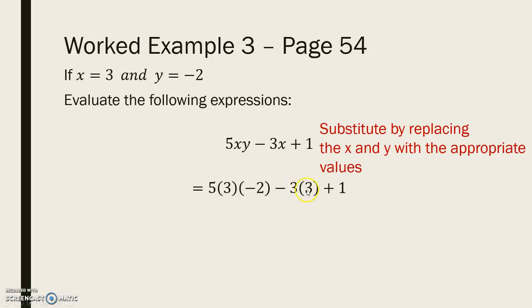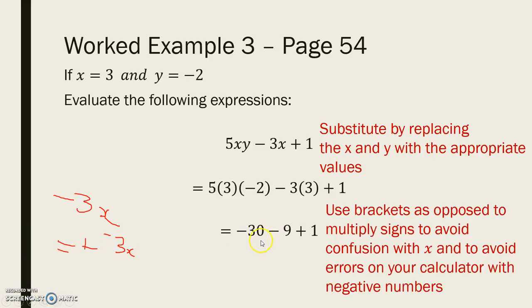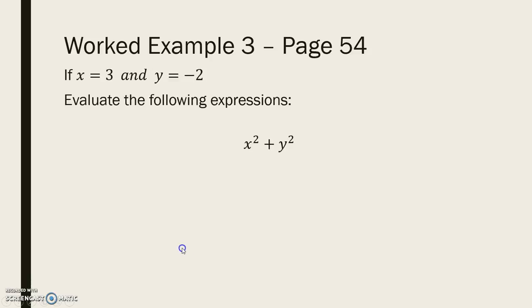Then minus 3 times 3 is minus 9, plus 1. So remember that minus sign, the subtraction sign, goes with the 3. So minus 3x could also be rewritten as plus negative 3x. And once again, excuse my poor mouse skills. So we work that out. You get negative 30, take 9, plus 1 is negative 38. So that's substitution. Here's another one.